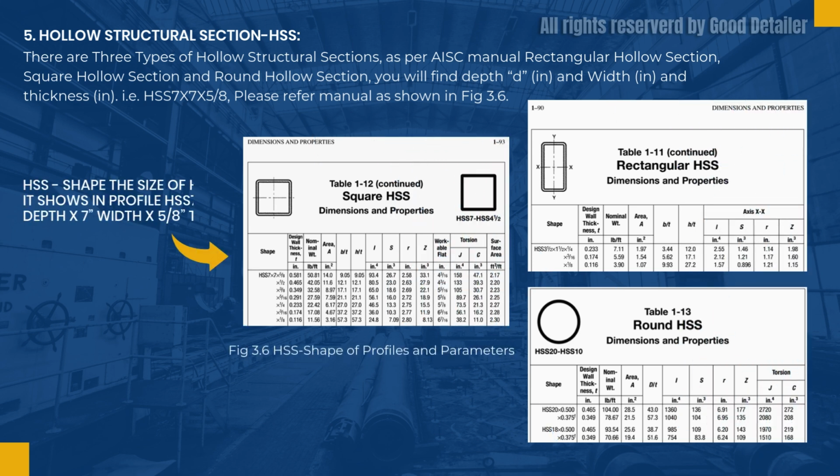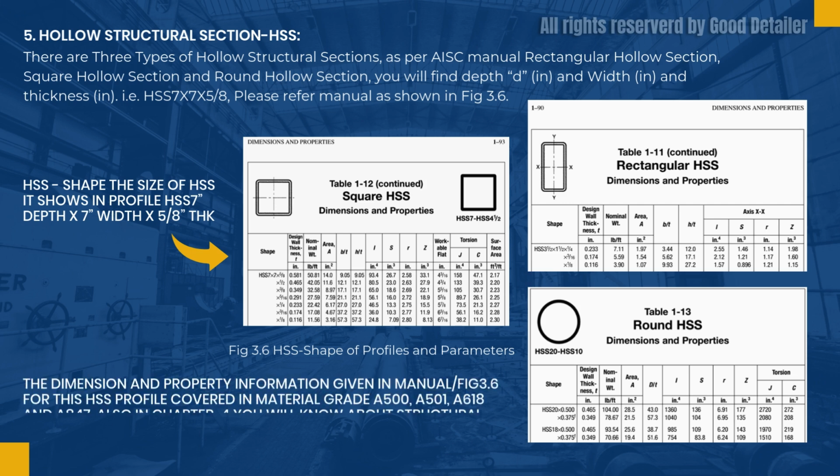HSS shape. The size of HSS is shown in profile: HSS 7-inch depth x 7-inch width x 5/8-inch thickness. The dimension and property information is given in the manual, Figure 3.6, for this HSS profile, covered in material grades A500, A501, A618, and A847. Also, in Chapter 4 you will learn about structural steel material grades.